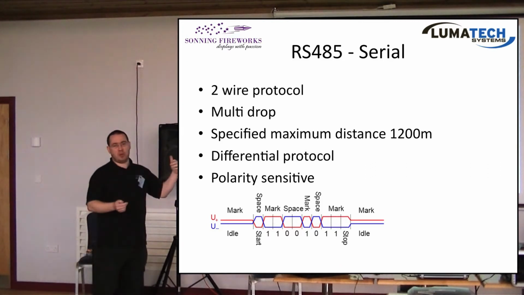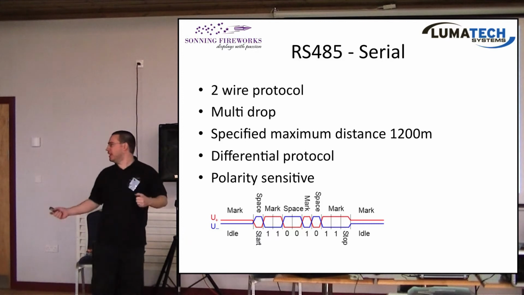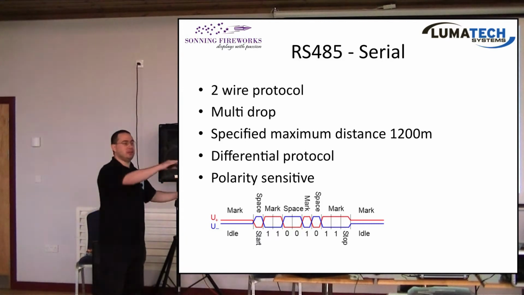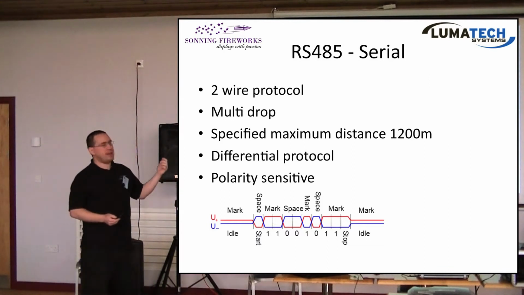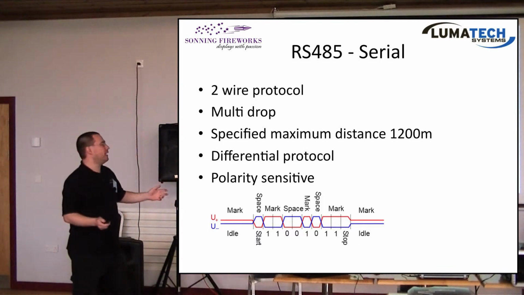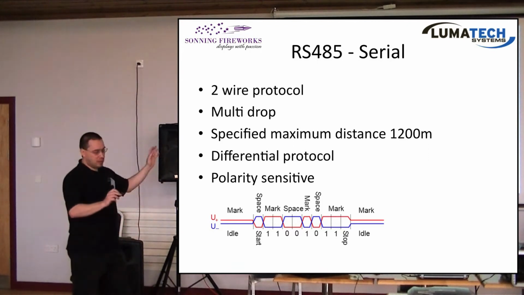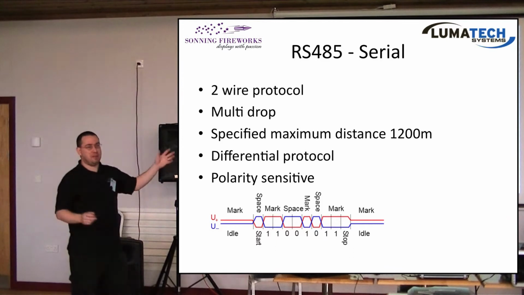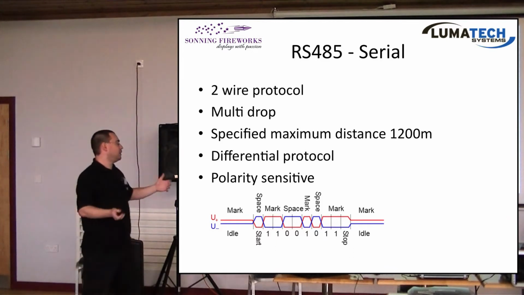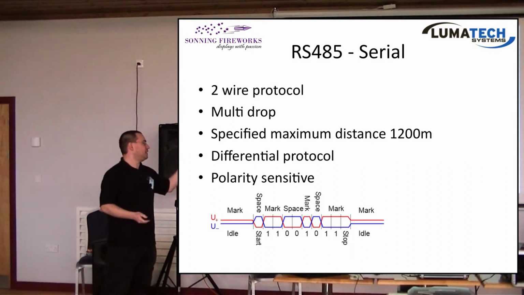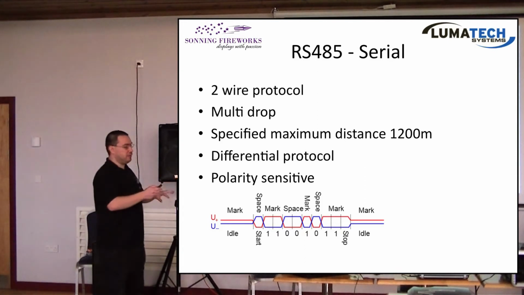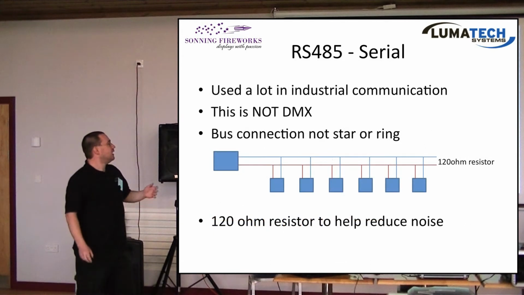It's a multi-drop protocol, which means you can have multiple boxes all connected, daisy-chained together. The specified maximum distance is about 1,200 meters. You can get more than that, sometimes it's less, depending on what's going on around it. I won't worry about the other things. If you know anything about computers and protocols, it's a differential protocol, but it's polarity sensitive, which means you have to get the wires the right way around for it to actually function. Like I say, it's used in a lot of industrial stuff.